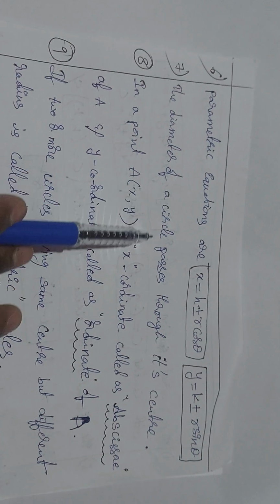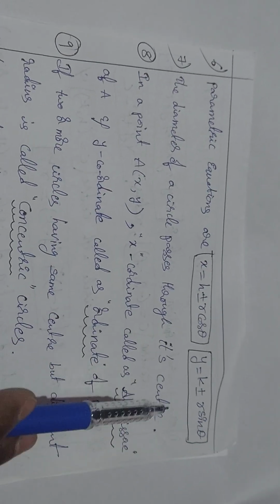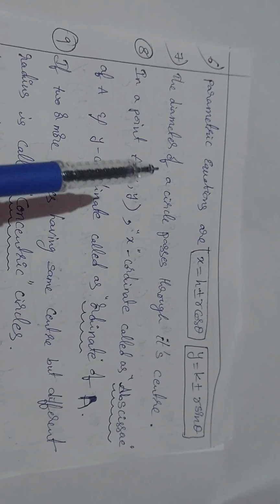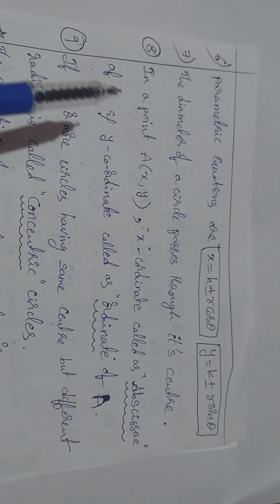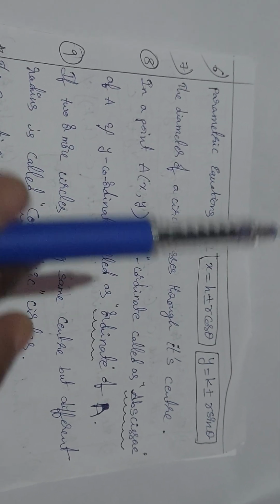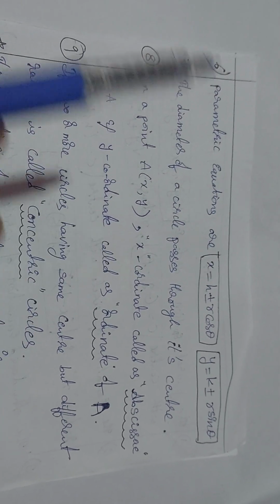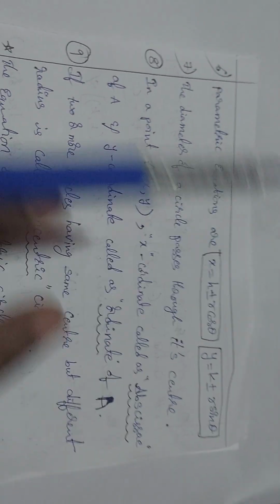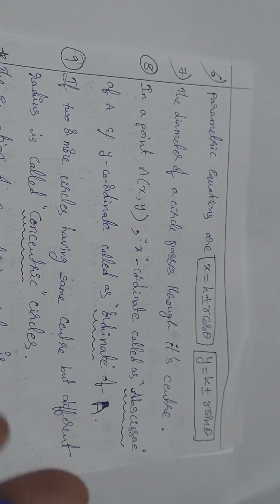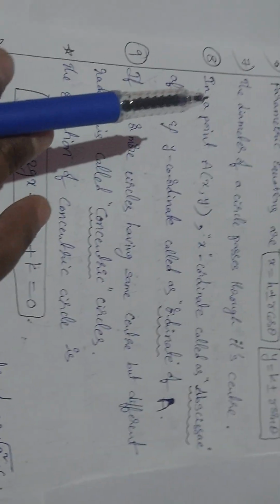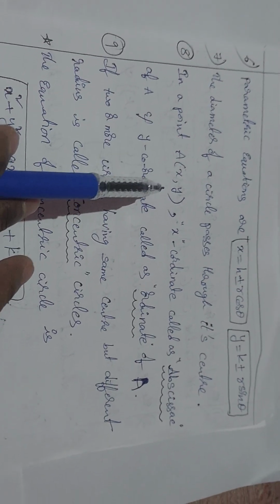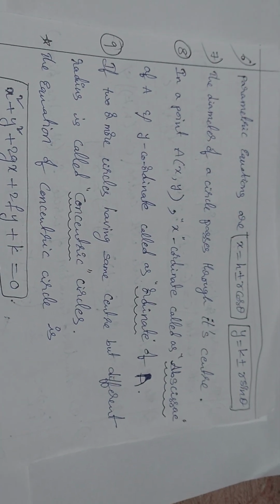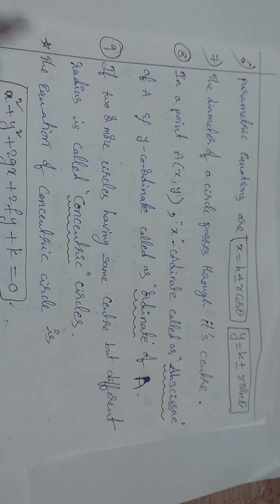The diameter of a circle passes through its center. It is VSQ. The diameter of the circle passes through its center. In LAQ it will be used. If they tell that the center lies on a line which is a diameter, then the center (minus g, minus f) lies on the line. In the place of x, minus g, and in the place of y, minus f, we have to substitute. Now in a point (x, y), the x values are called abscissas, the y values are called ordinates. It is important, as a 4 marks problem is there.